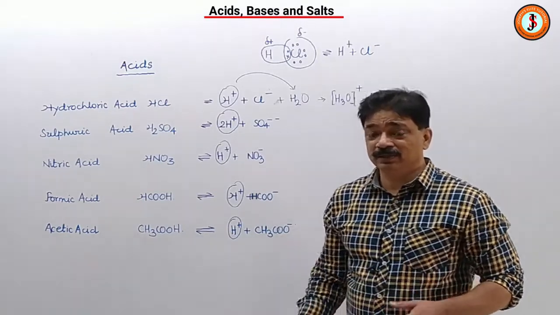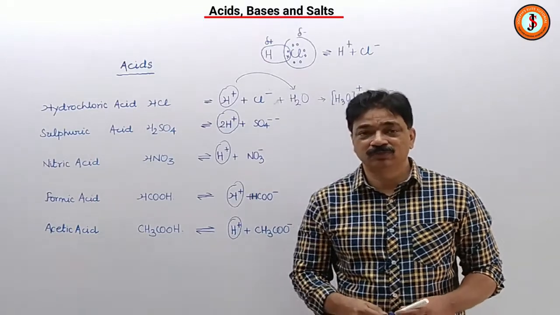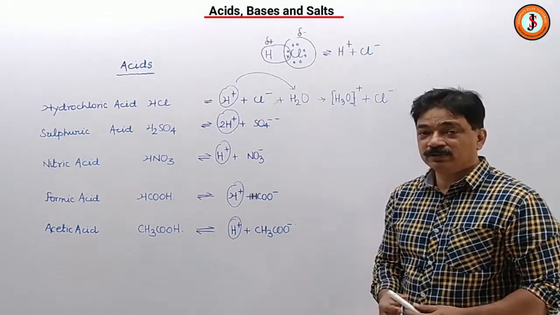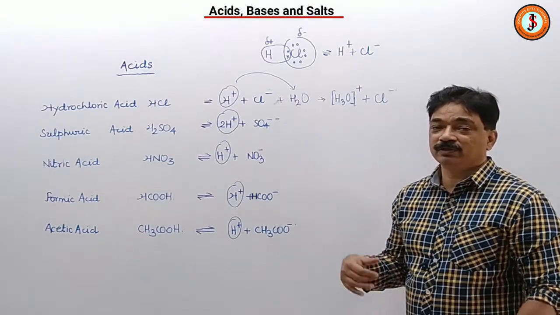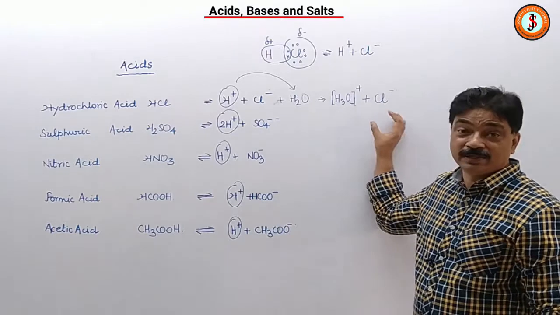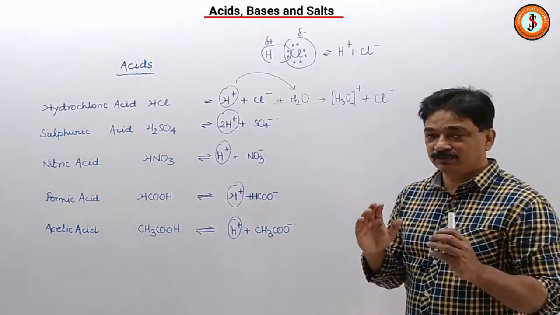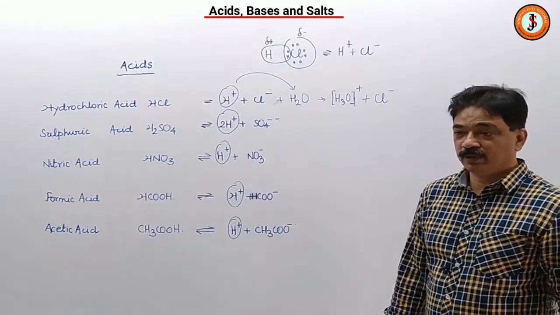So Arrhenius said acids are substances which furnish hydrogen ions in a solution, and the advanced definition has become that acids will furnish the hydronium ion plus a negative ion, any negative ion depending on the type of acid. This is the first important thing you have to know.